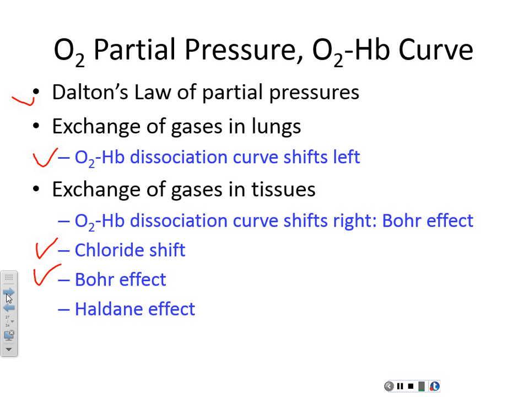So the Bohr effect is the movement of the oxygen-hemoglobin dissociation curve to the right, which means that hemoglobin will give off more oxygen because it's in an acidic environment, where oxygen is needed. And then the Haldane effect: hemoglobin that has given off oxygen readily attaches to carbon dioxide on the amino group. And that's the Haldane effect.